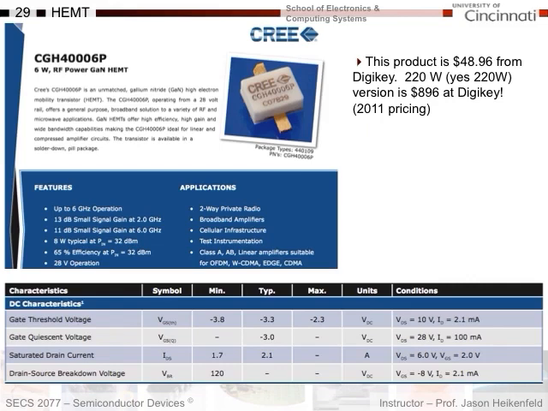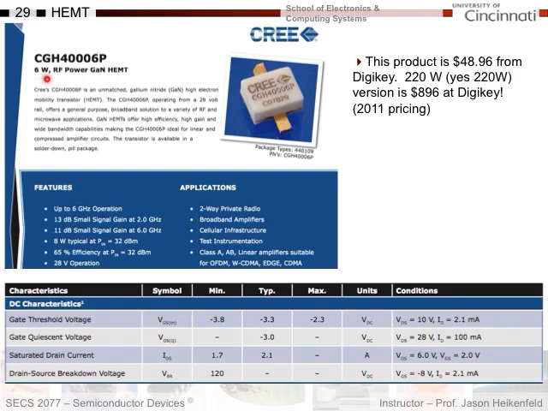Here's another example of a commercial HEMT. This is a gallium nitride HEMT produced by Cree. Cree is mainly known for making gallium nitride LEDs, but they use their same gallium nitride semiconductor technology to make transistors as well. This one here is basically an RF power HEMT that goes up to pretty high power, 6 watts in a very small package.